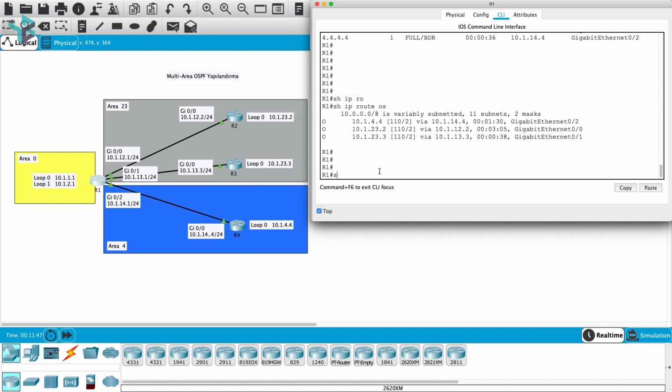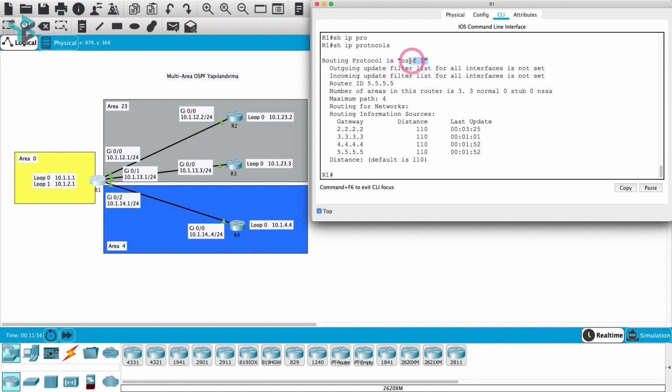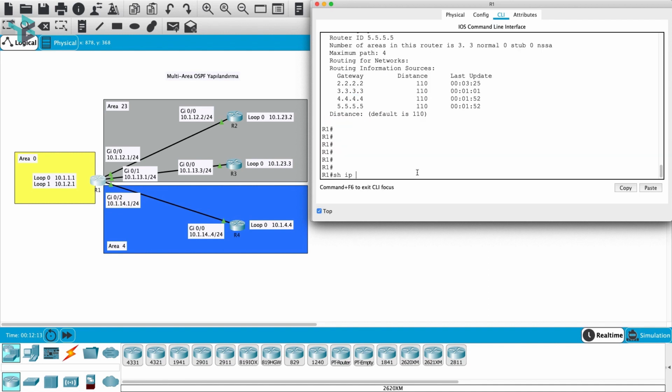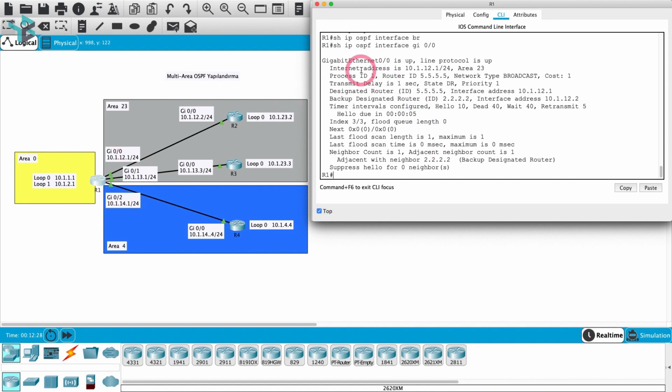Let's look at it with the show ip protocols command. Here it shows that our process ID is 1, our router ID is 55, and here it shows our neighboring gateways. Now let's use the show ip ospf interface command. We can't use the brief option because Packet Tracer doesn't support the brief command. We can check it by typing the interface number here. When we look at gigabit 0/0, here it shows the interface address, OSPF process ID and router ID. The network type shows the cost, and the state for this interface is DR. Router 2 shows as BDR.